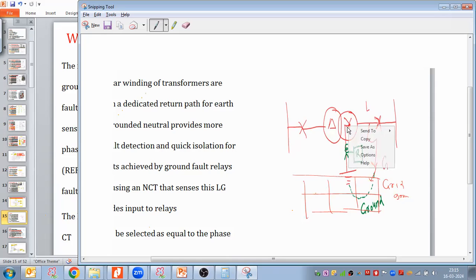You are placing the CT, and this point is again grounded to the same grid. This is for a solid system.